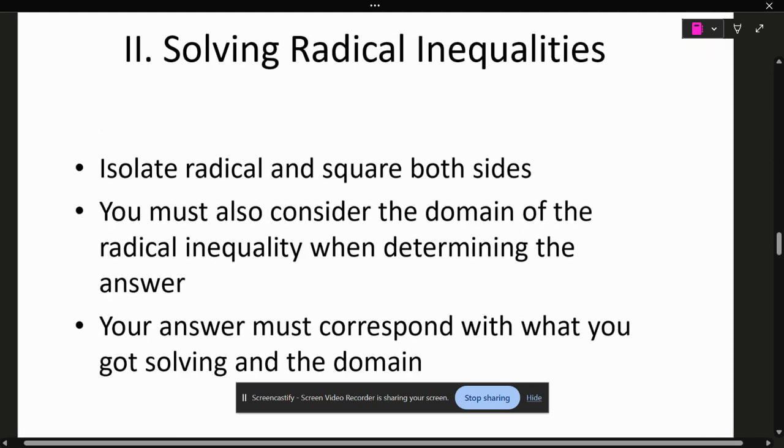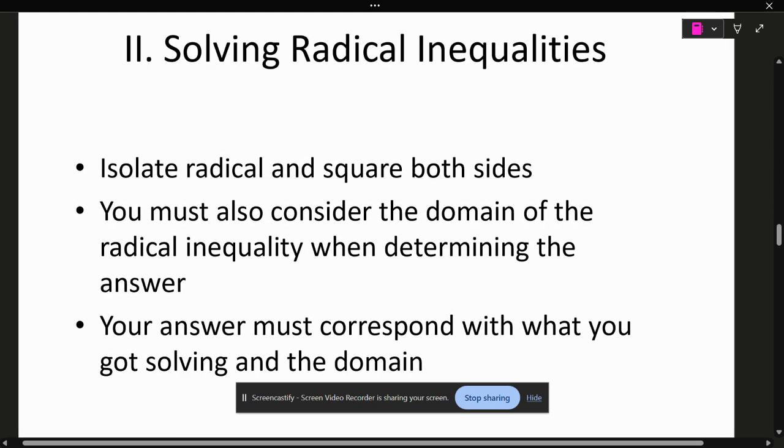Today, what we're going to talk about is just solving radical inequalities. You're also going to see how radical inequalities sometimes will produce no solution. Some steps for those of you that like the step-by-step process: you do want to isolate the radical and square both sides. The big thing here is you also want to consider the domain of the radical inequality, and I'll show you how to find your answer when using a number line, because we still use interval notation. And your answers must correspond with what you got solving and the domain as well.